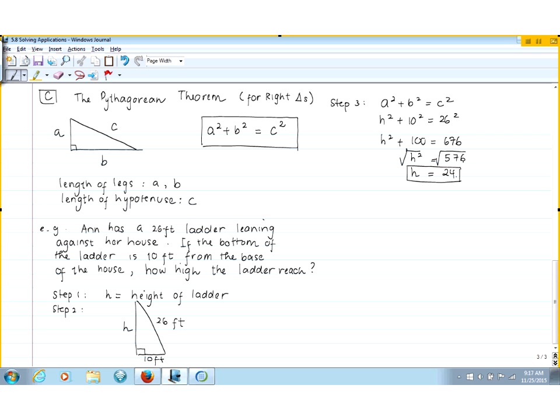All right. So this is step 4. How high does the ladder reach? How do I answer that? The ladder reaches 24 feet. Okay, good. Easy?